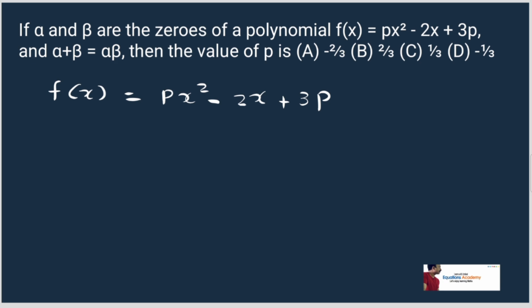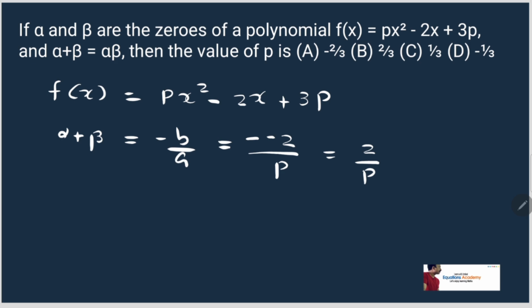So what will be alpha plus beta? Sum of the zeros. Alpha plus beta is equal to minus b divided by a. Here, b is the coefficient of x. What is the coefficient of x here? That is minus 2. So minus 2 divided by a. a is the coefficient of x square, that is p. So we got minus of minus 2, that is plus 2 divided by p, that is alpha plus beta.